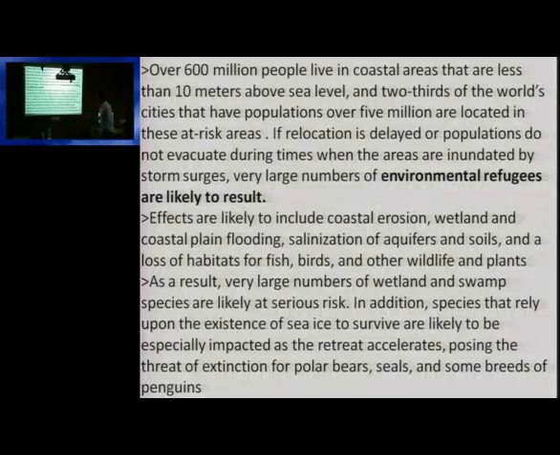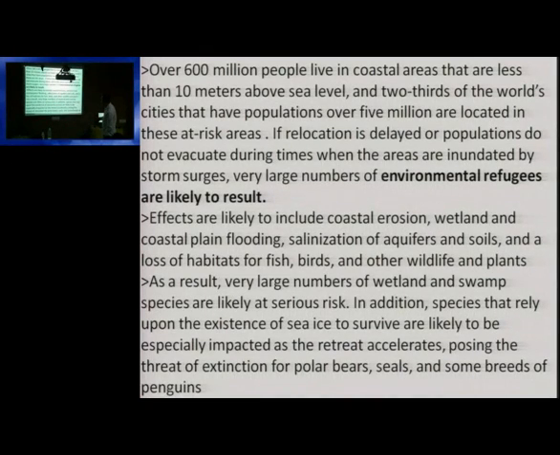Effects are likely to include coastal erosion and loss of wetland. You know the importance of wetland. For example, wetlands are very important for migratory birds. They come from Siberia and many other regions. If you destroy this wetland, the path and the seasons of the migratory birds are destroyed, and birds also play a very important role in the food chain, and that gets affected.